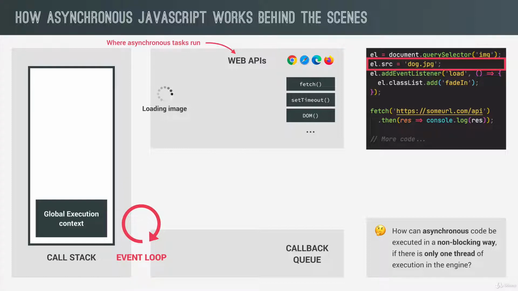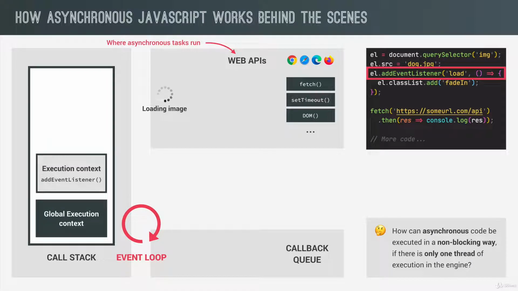Now, if we want to do something after the image has finished loading, then we need to listen to the load event. And so that's exactly what we do in the next line of code. So here we attach an event listener to the load event of that image and pass in a callback function as always. In practice, this means to register this callback in the web APIs environment exactly where the image is loading. And the callback will stay there until the load event is emitted. So we're handling asynchronous behavior here with a callback, just as we learned before.